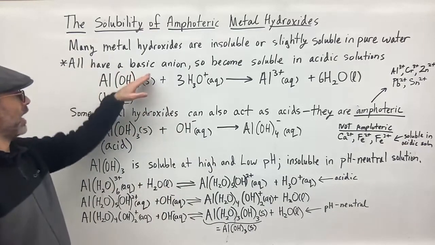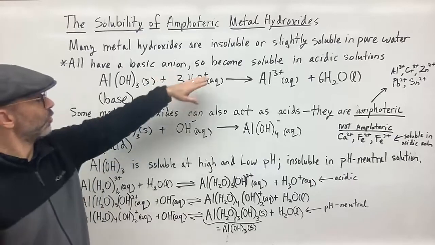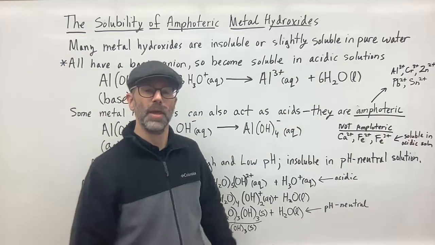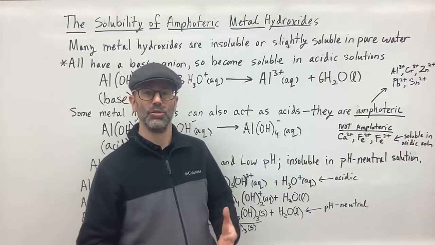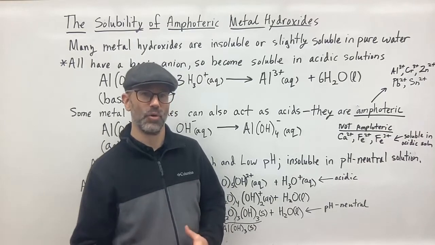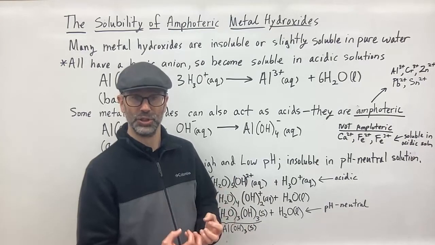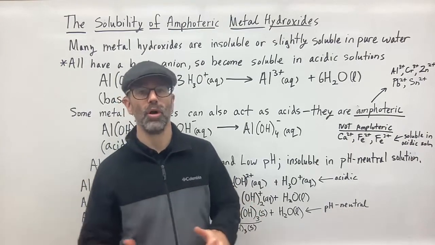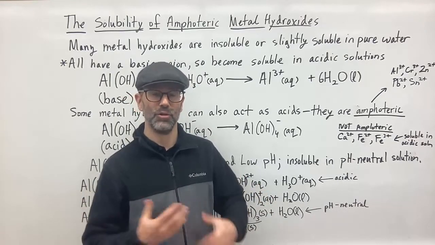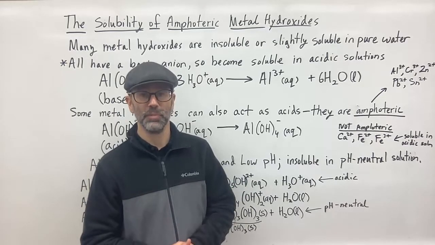However, all of them are going to have a basic anion, the hydroxide ion, so they can become soluble in acidic solution. So if you remember, if you have an acidic solution, you're going to have low pH, and therefore the hydronium ion is going to react with the hydroxide ion that's in solution, and therefore driving more of the metal hydroxide to release more hydroxide ions to replace the ones that were lost according to Le Chatelier's principle.